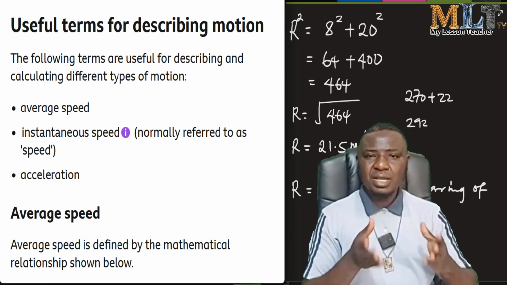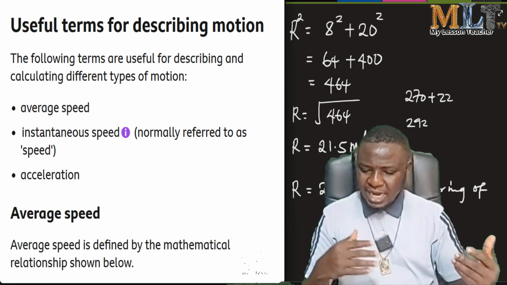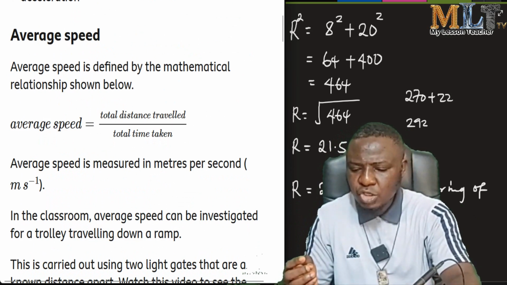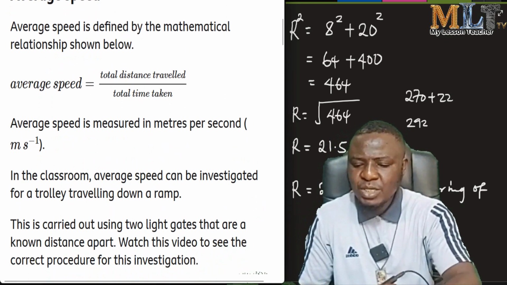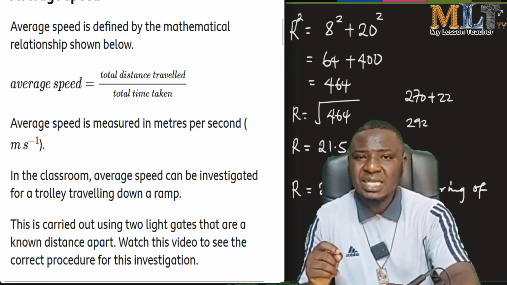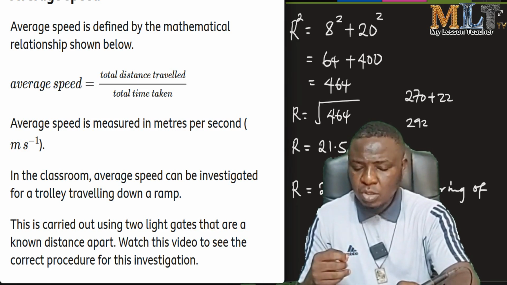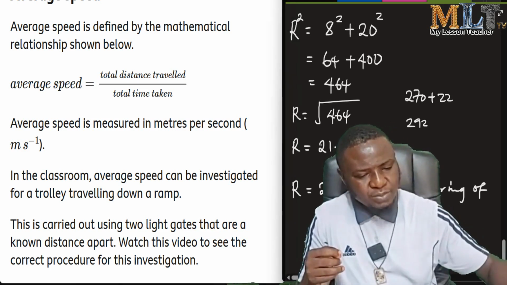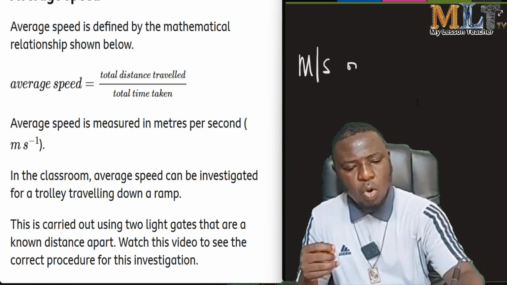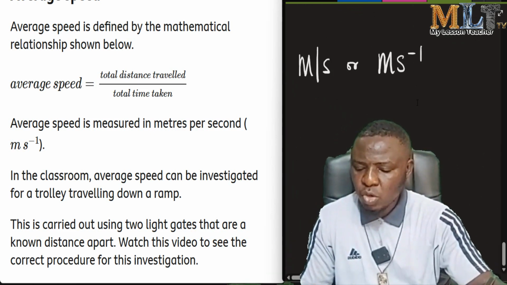You may also hear something like acceleration, which is the rate of change of velocity with time. So let's look at average speed. Average speed is defined by a mathematical relationship shown below. The average speed is equal to the total distance traveled divided by the total time taken for those distances traveled. Average speed is measured in meters per second. You may write it in either form, whichever you use is still correct.